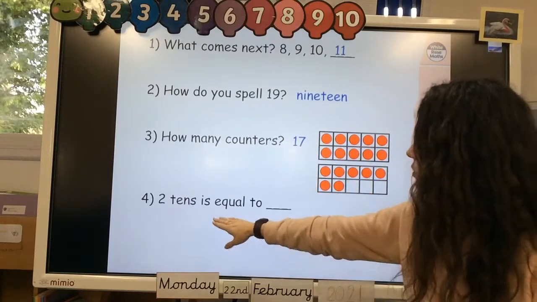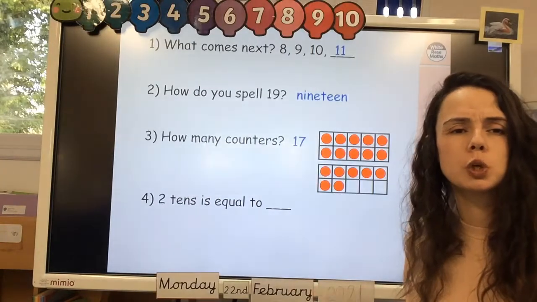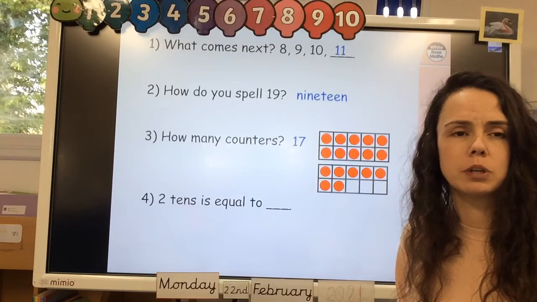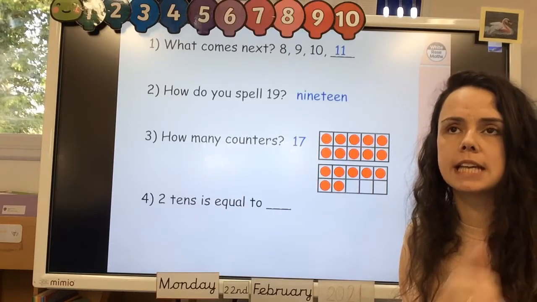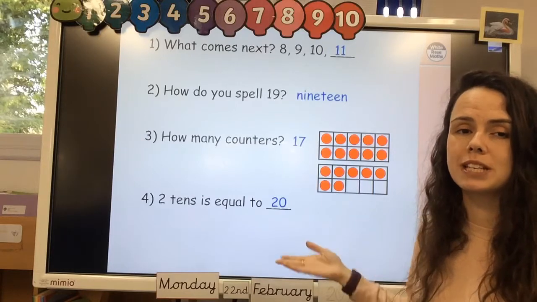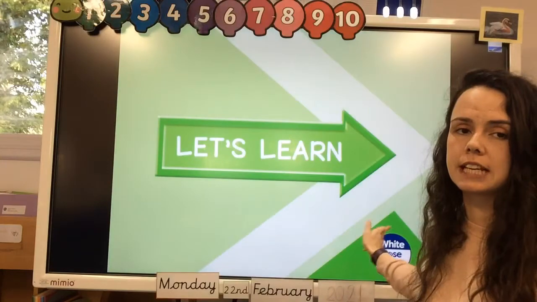And then down here we've got 2 10s is equal to what? What does 2 10s make? If I had 2 complete 10 frames, well, how many would I have? 10, 20. Fantastic. I would have 20. 2 10s makes 20. Well done. Let's go on to today's learning.